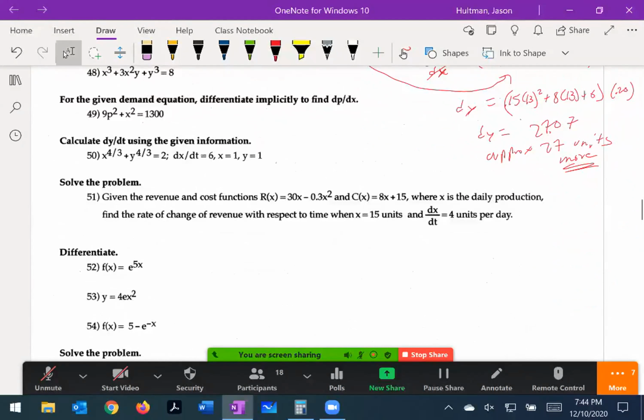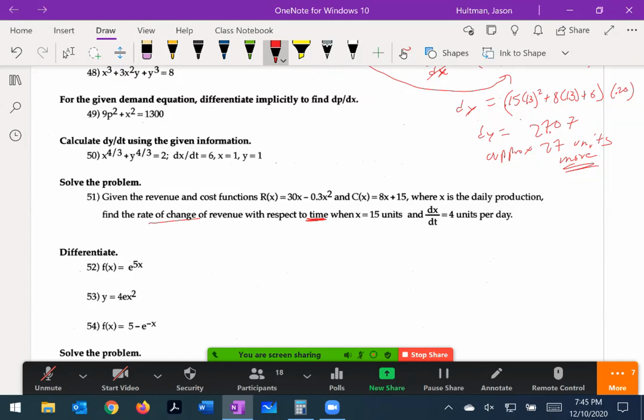Okay, and then 51, I think this will be our last problem for the evening. 51: given the revenue and cost, where X is daily production, find the rate of change of the revenue with respect to time when X equals 15 units and dx dt is equal to 4 units per day. Okay, so this is kind of like a chain rule in a way, because it's with respect to time. Find the rate of change not with respect to X, but with respect to time.